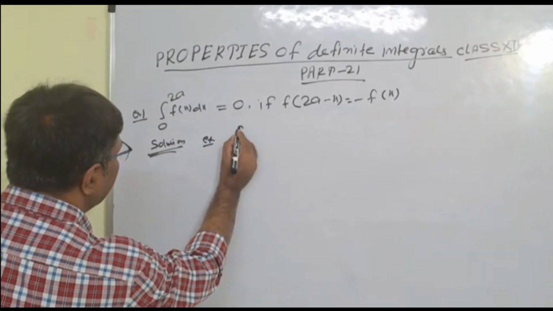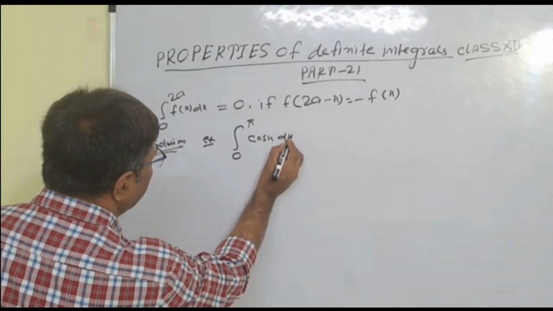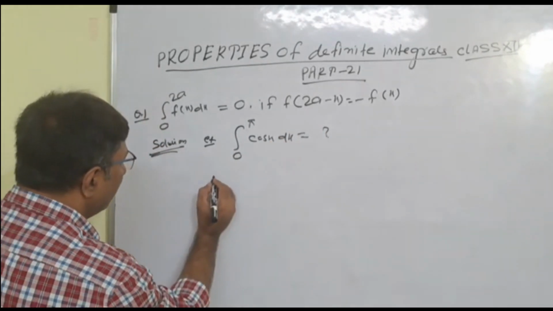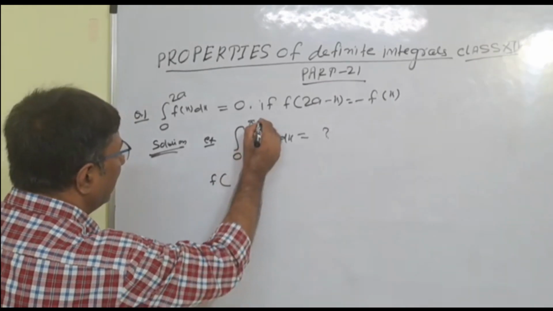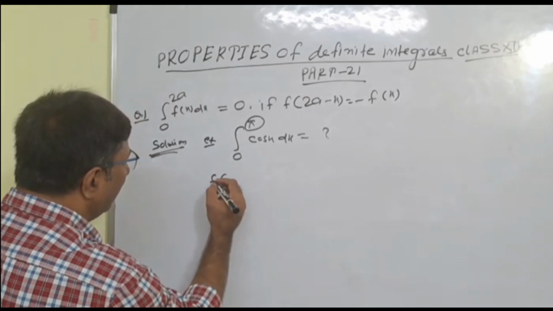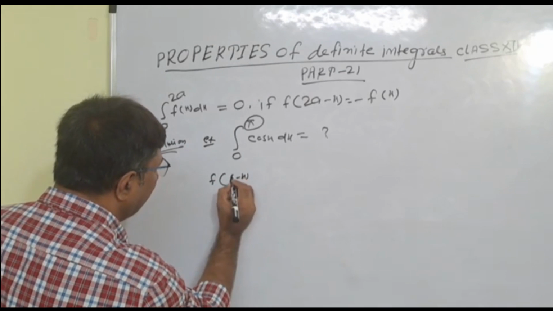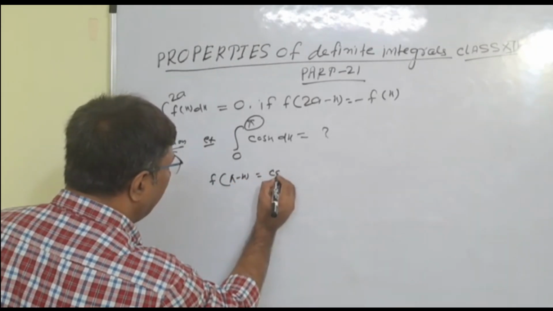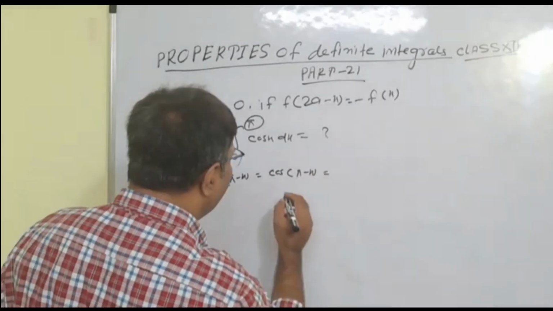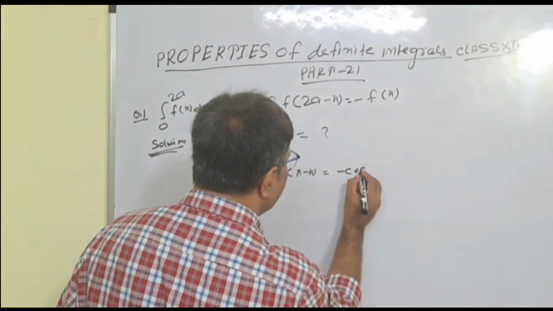Suppose we take one example. Suppose this is the integration from 0 to pi and we are finding the integral of cos x dx. Now you can check here: 2a means here pi, so f of 2a minus x is f of pi minus x. So f of pi minus x will be cos of pi minus x. Cos in the second quadrant is negative, so we'll get minus cos x.